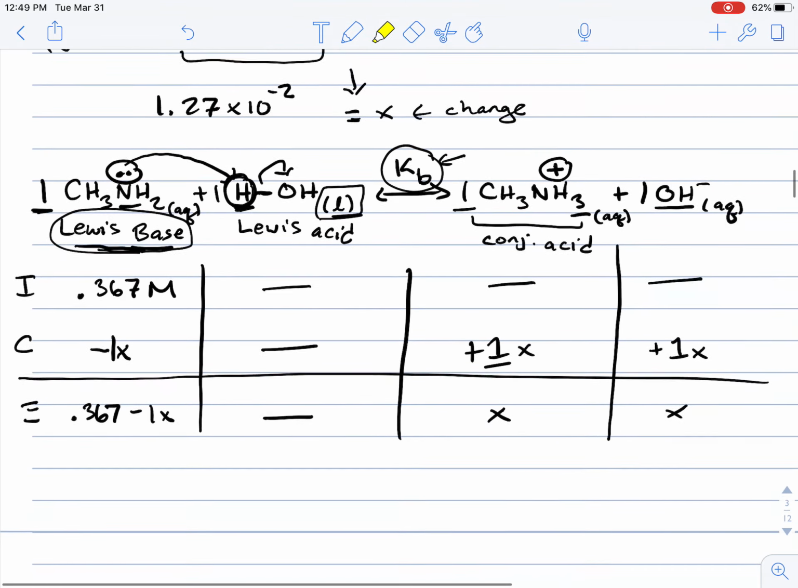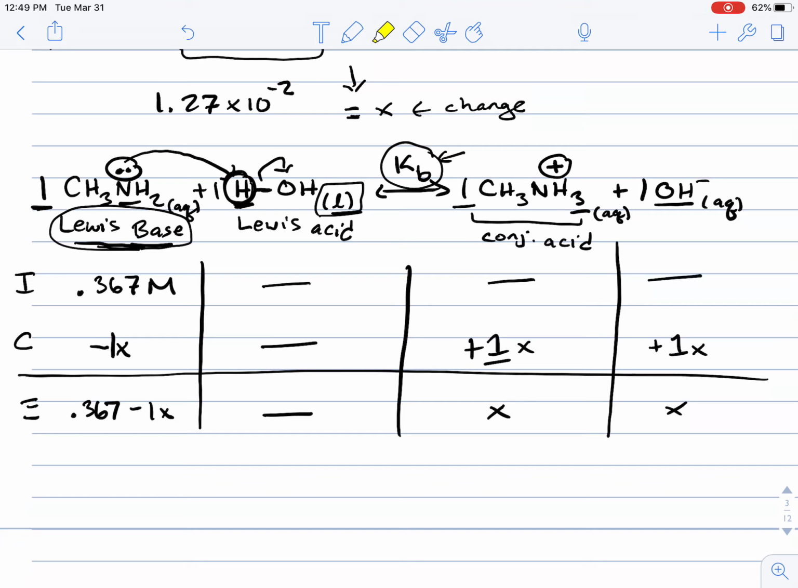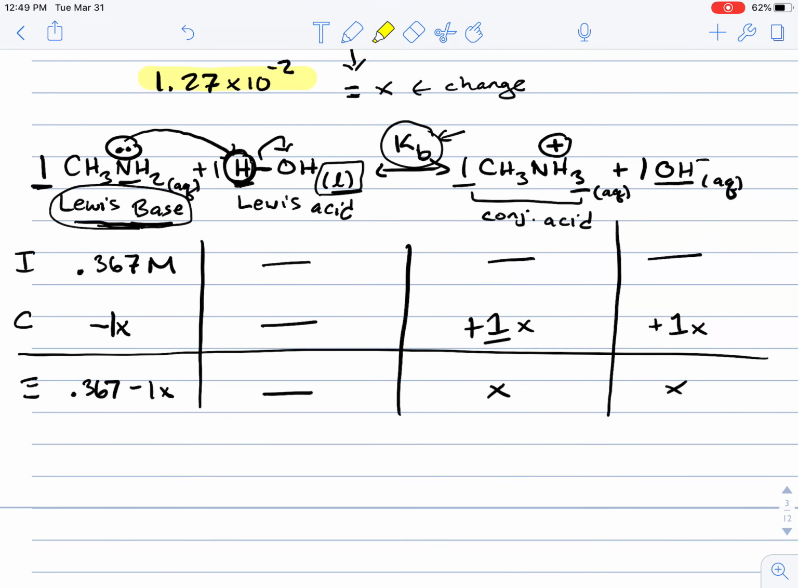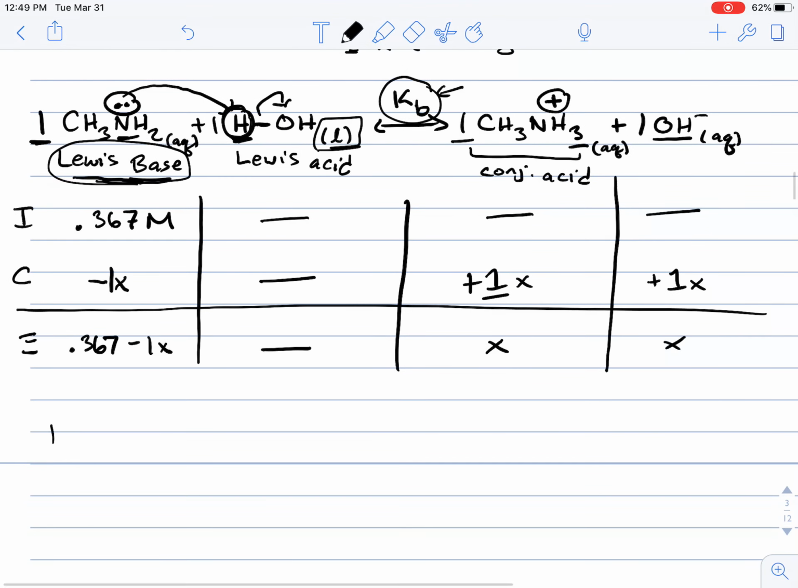All right. So now that we've figured out the change, we're going to go ahead and plug that value into all of these x's. But once again, we want to work smart. And so what we're trying to really determine is the pH of this solution.